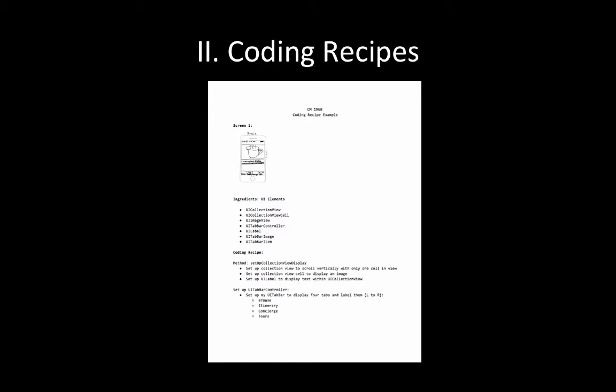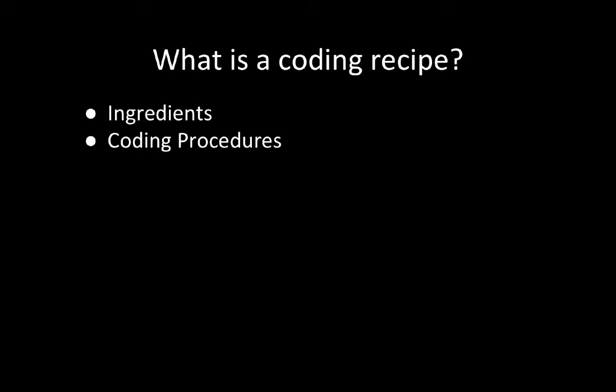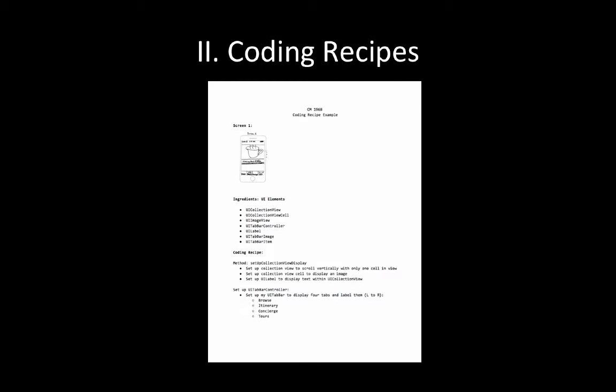This is taking wireframes to the next level, and it can really help a designer realize and understand the development process. This is where it will be helpful for you as a designer to know your HIG vocabulary. So as you can see here, this is where your HIG vocabulary becomes really important. And then the coding recipe starts to get into some coding. So coding recipes include the following: ingredients and coding procedures. So if we look back here, we have ingredients, and then here's the coding recipe or the coding procedures.